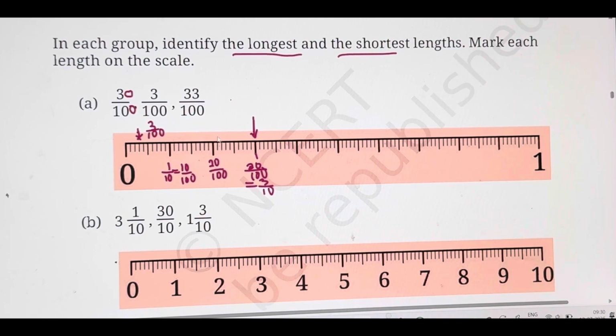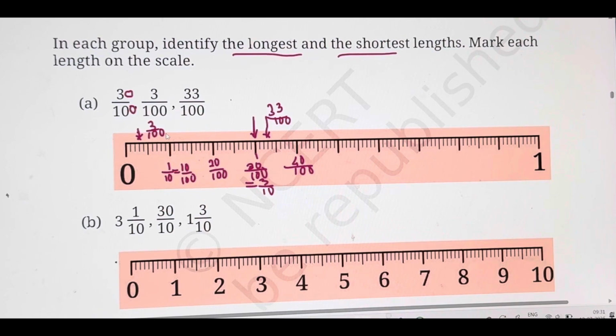Now let us see 33 upon 100. So this is 30, so this will be 40 upon 100. So 33 will be between 30 and 40. So 1, 2, 3. This is 33 upon 100. Once you mark them on the number line, it is easy to identify the shortest and the longest length, right?